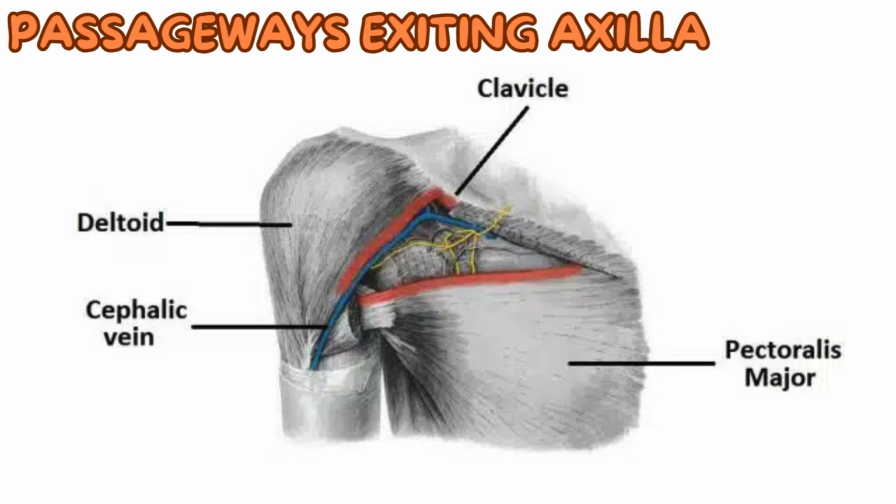opening in the anterior wall of the axilla. It is bounded by the pectoralis major, deltoid, and clavicle. The cephalic vein enters the axilla via the triangle, while the medial and lateral pectoral nerves leave.